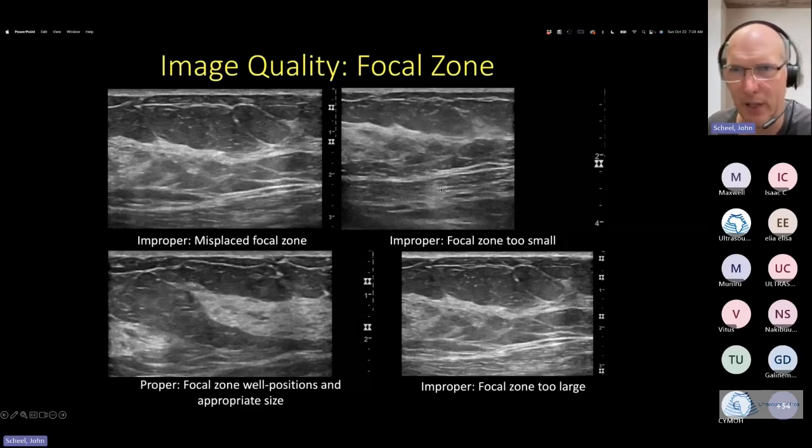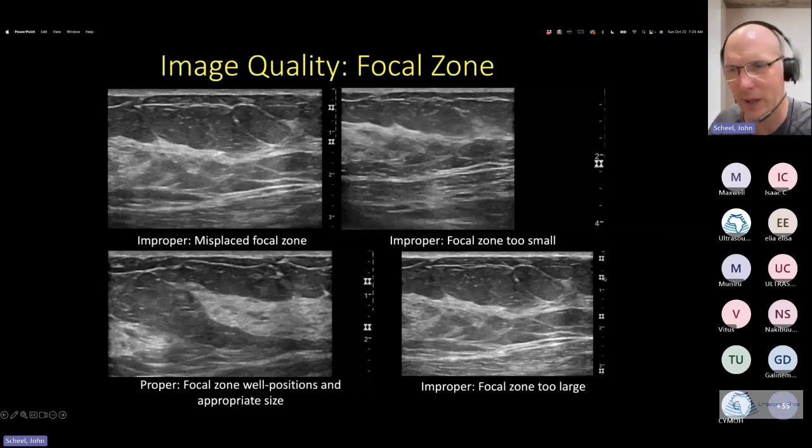In the upper right-hand corner, you can see that they only have 1 focal zone. And even that, they should have 2 because of the size of the fibroglandular tissue. But even then, with a single one, you're not getting any coverage of the breast tissue. So they need to either move this focal zone up towards the fibroglandular tissue, but preferably they would add 2 focal zones. Now contrast that with the lower right-hand corner, where they basically made the entire image a focal zone.